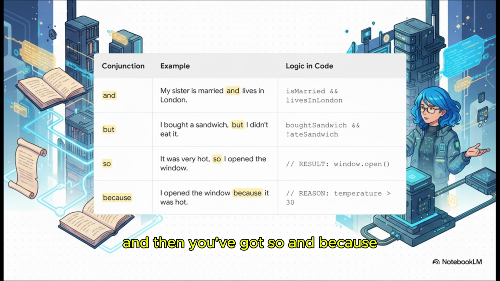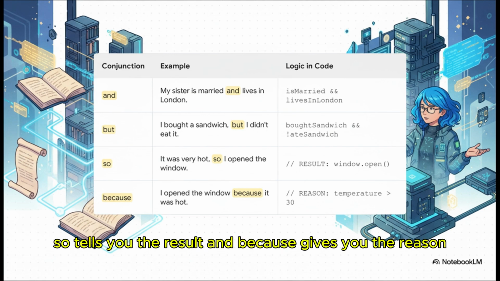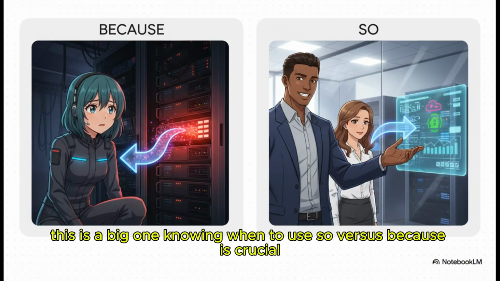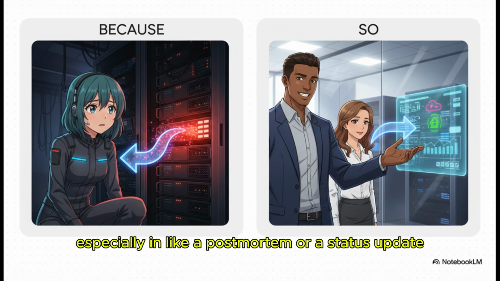And then you've got so and because. Think of these as your essential code comments. So tells you the result, and because gives you the reason. This is a big one. Knowing when to use so versus because is crucial, especially in like a postmortem or a status update.